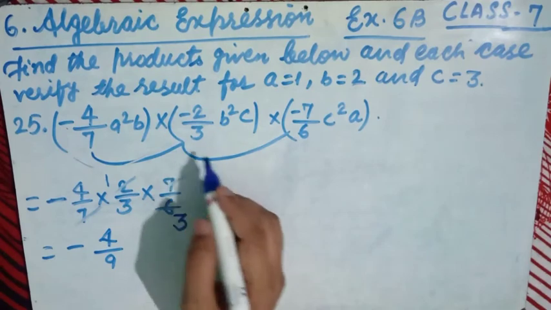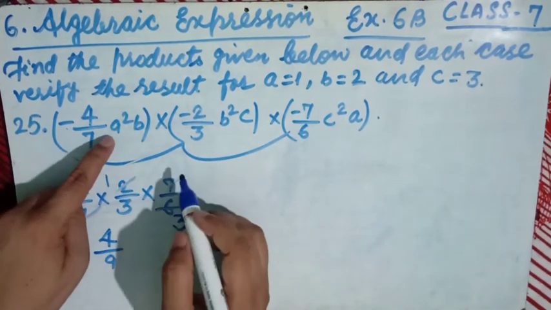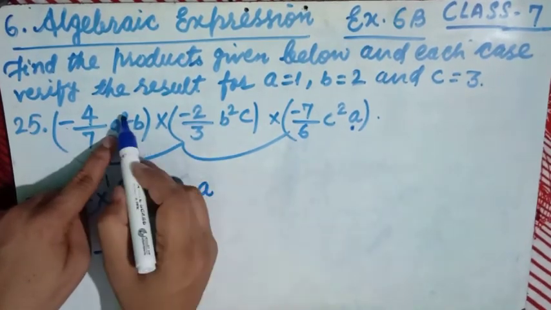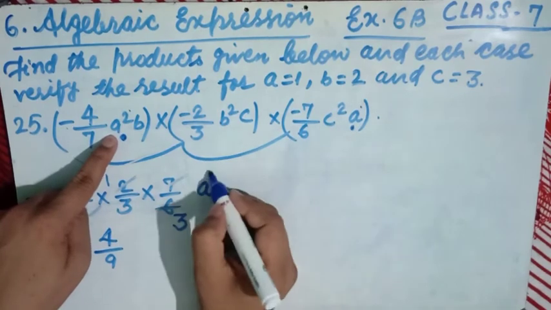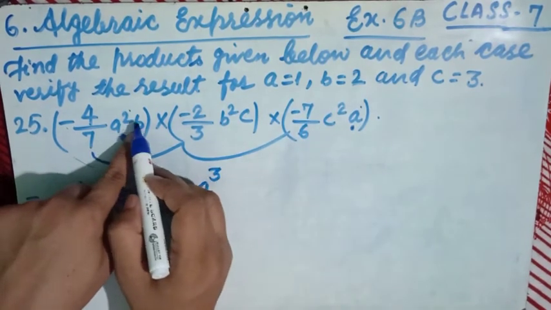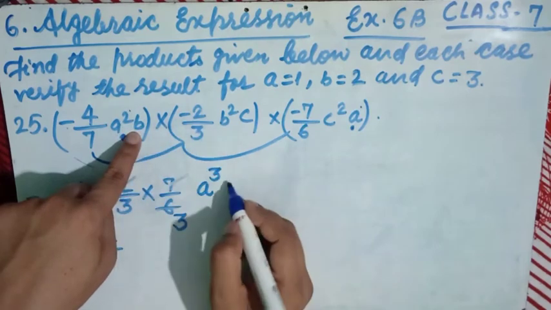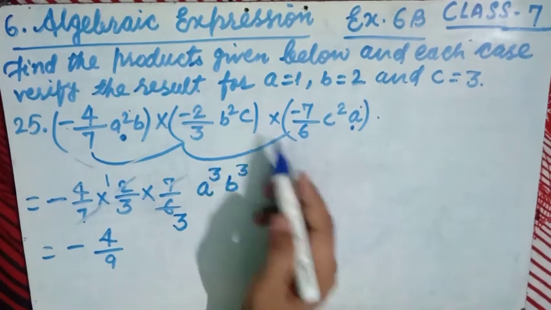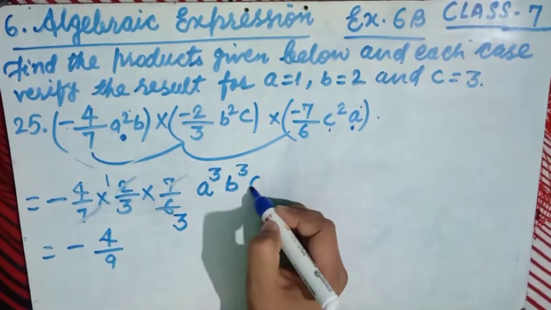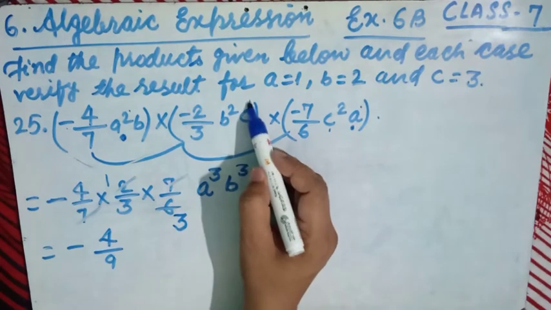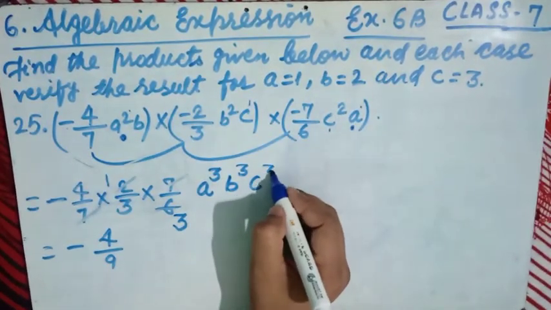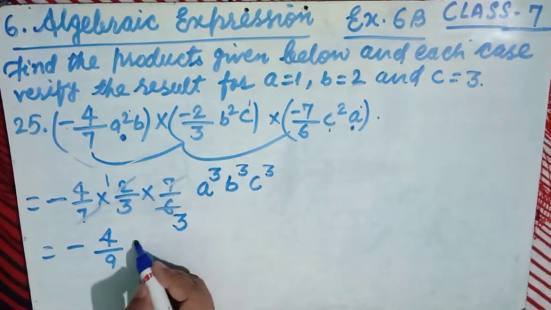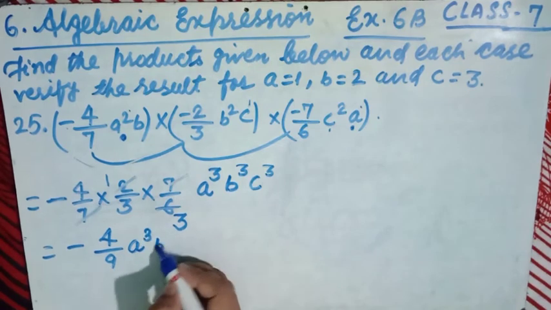Now we have to write a square and a. Write the single a, the exponents are 2 and 1, 2 plus 1 is 3. Now think about b: here is b and here is b square, so b raised to power 1, write the single b, 1 plus 2 is 3. And now c: here is the single c and here is c square, the base is the same, write the single c, and the exponents are 1 and 2, 1 plus 2 is 3. Now this is minus 4 by 9, multiplied by a cube, b cube, c cube.